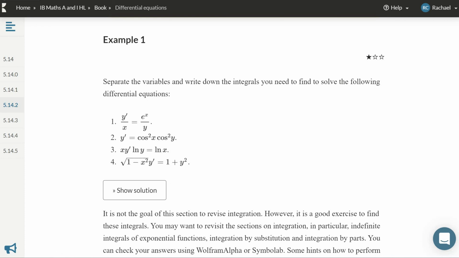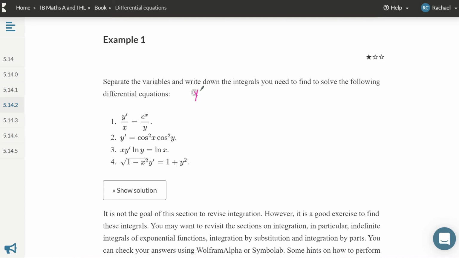So here we're going to separate the variables and write down the integrals that we would need to solve. We're not going to actually solve the integrals. We're just going to do the algebra behind it.